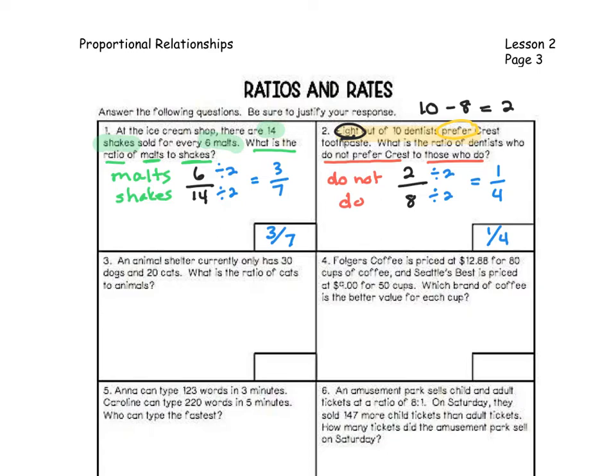Let's now look at problem number 3. An animal shelter currently only has 30 dogs and 20 cats. What is the ratio of cats to animals? So I'm going to give you a moment to think about that.